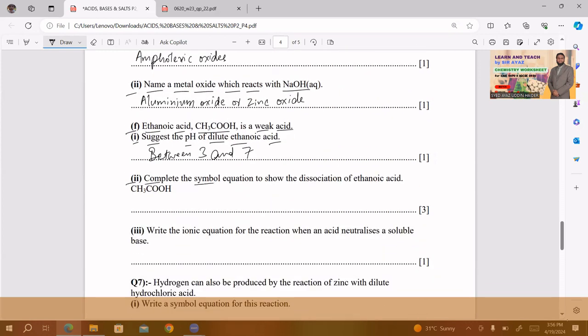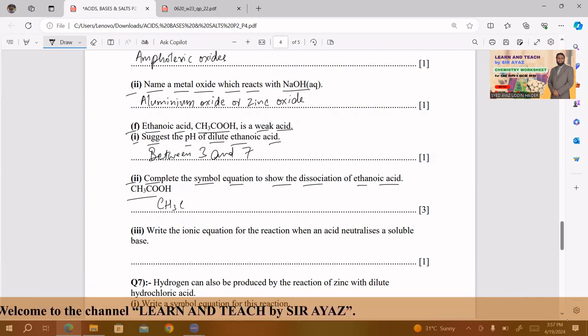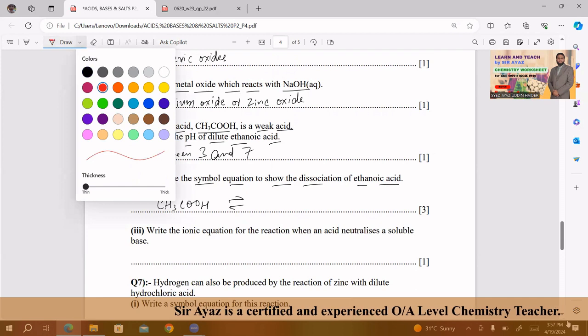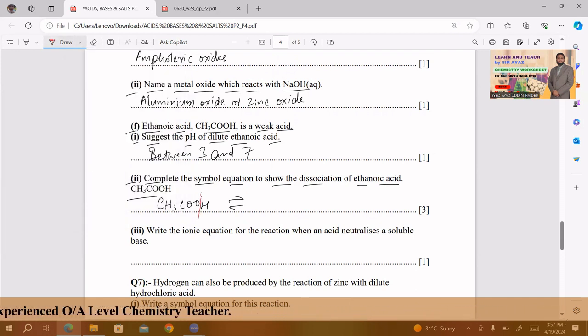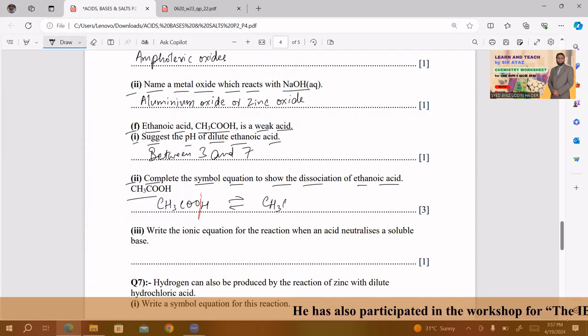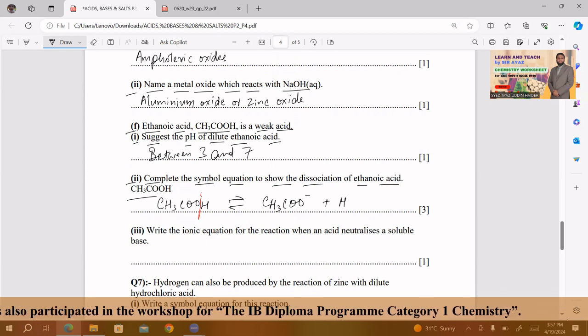Number 3, complete the symbol equation to show the dissociation of ethanoic acid CH3COOH. We have dissociation of a weak acid here. Ethanoic acid is a weak acid, so remember, you have to show the reversible sign. First of all, I will write the formula of ethanoic acid CH3COOH, and here's the reversible sign. Now you show the dissociation. For acids, you have to remove this H. Dissociation will take place from this point. So what we will get? We will get CH3COO negative plus H positive.